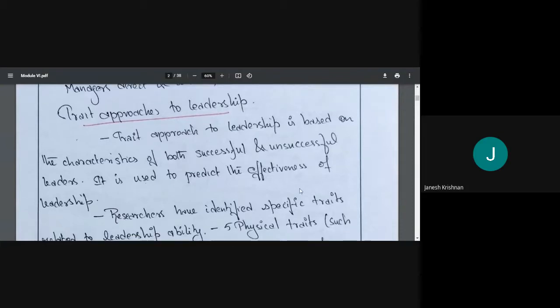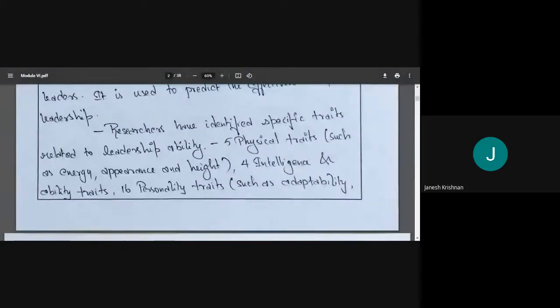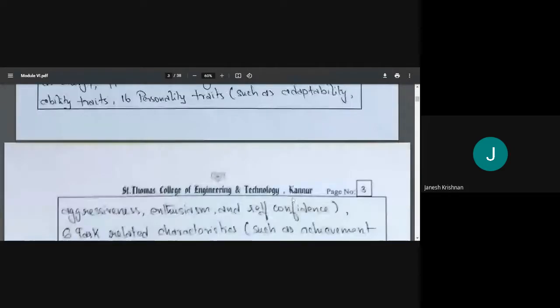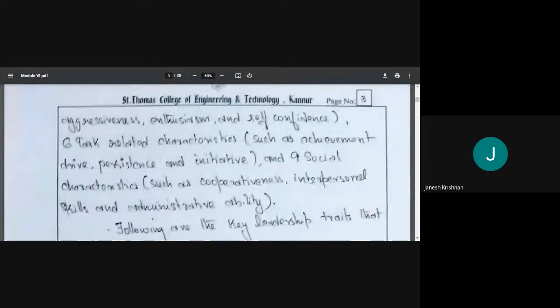So basically, researchers have identified different traits. Five physical traits, such as his appearance, his height, his energy, all these things. Physically, how he is. Four traits of intelligence and ability. Sixteen personality traits. In personality, they look at adaptability, aggressiveness, self-confidence, enthusiasm, etc. That is sixteen in number. Some of them are listed out.